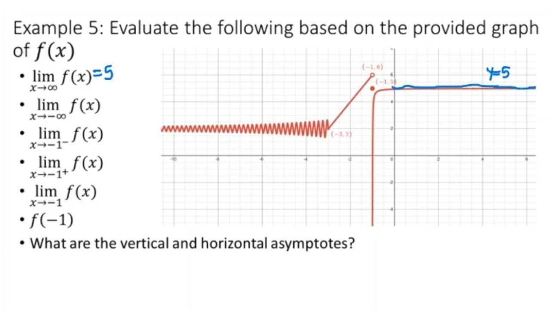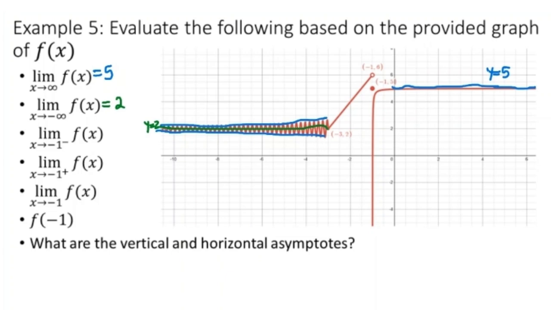However, if we look very carefully at this oscillation, notice how the amplitude of the oscillation is getting smaller and smaller as x is approaching negative infinity. And it appears that this oscillation is dampening and getting closer and closer to the line y equals 2. Because the oscillation is dampening, our limit as x approaches negative infinity of f of x will equal 2.